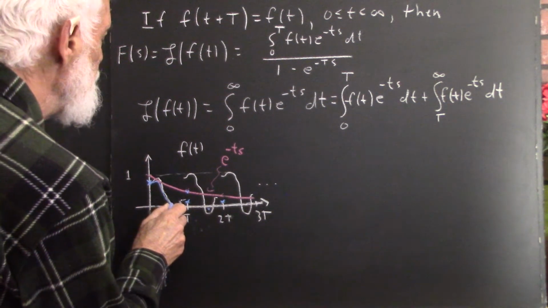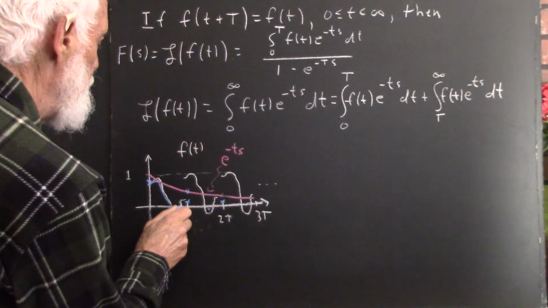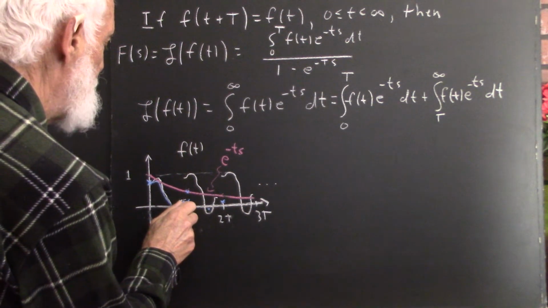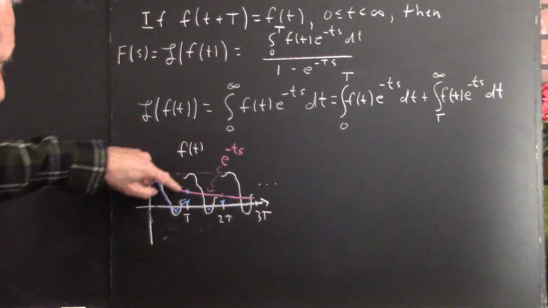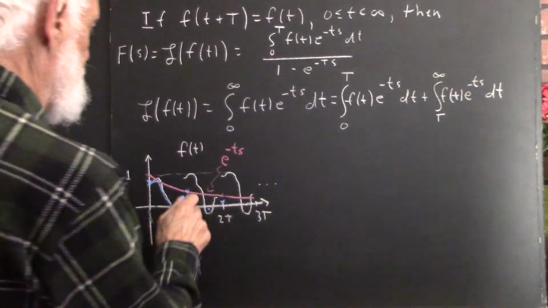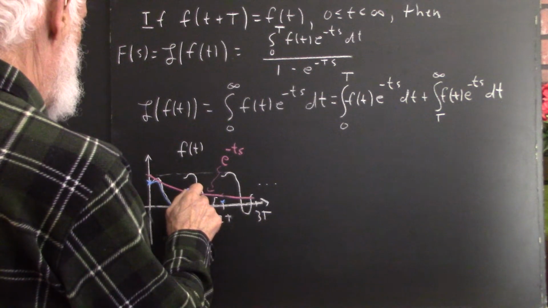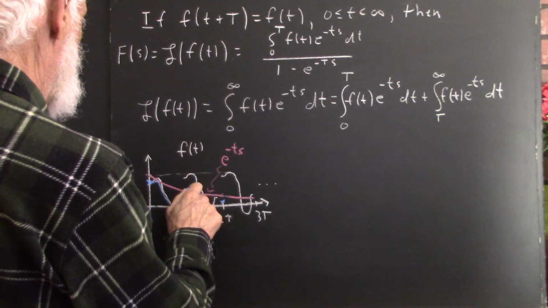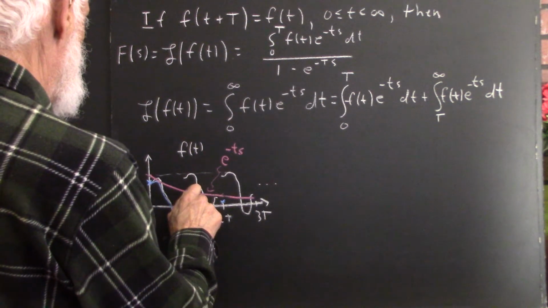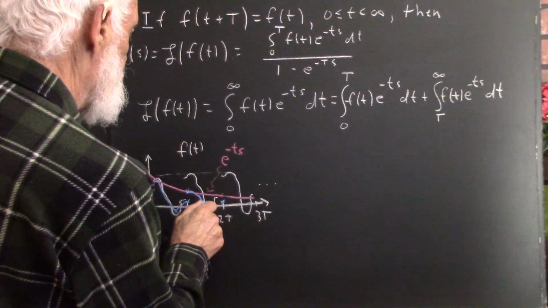It's going to go through 0 at the same point. It's going to dip down here. It's going to come back up here and do this sort of thing. Then the next period is going to start here. It's going to have very similar behavior. Okay, it's going to rise up a little bit here. It's going to come down here.